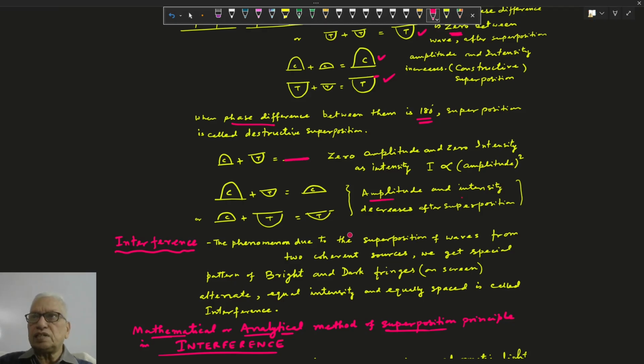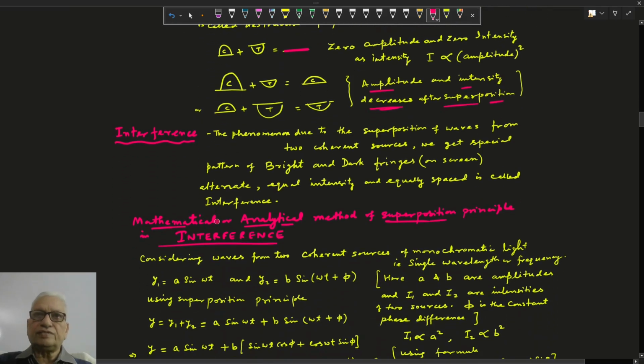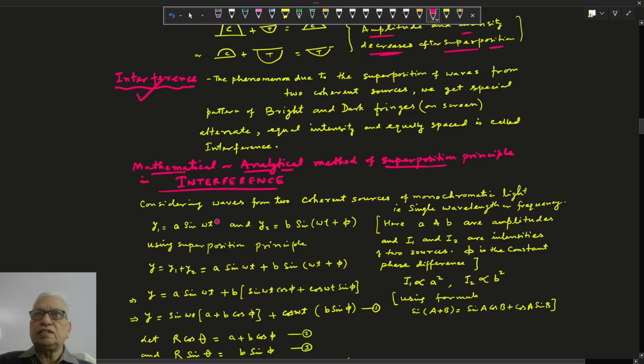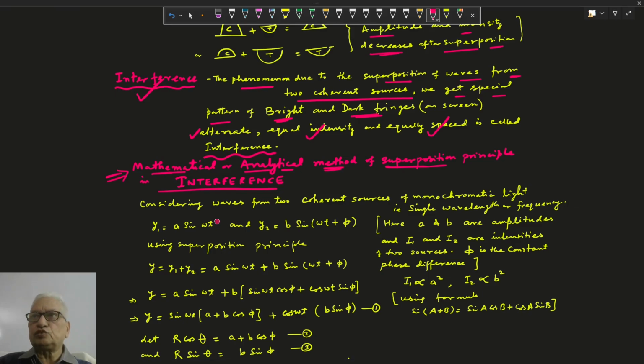So here amplitude and intensity decreases after the superposition. Now interference. Interference is the phenomenon due to the superposition of waves from two coherent sources. We get a spectral pattern of bright and dark fringes on the screen alternately, of equal intensity and equal spacing. This is called interference. Mathematical or analytical method of the superposition principle used in interference.